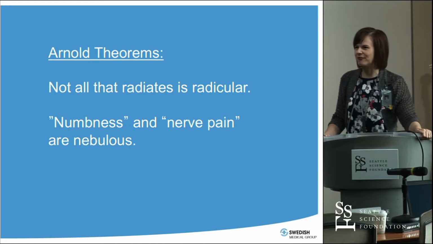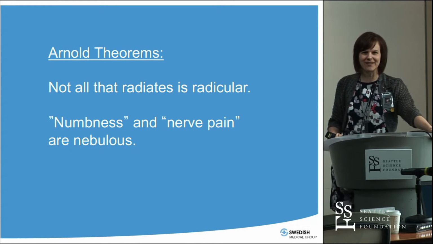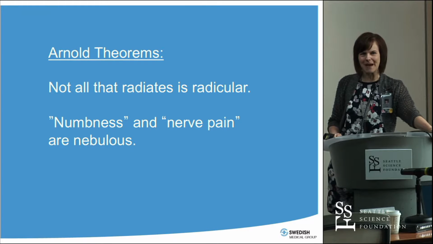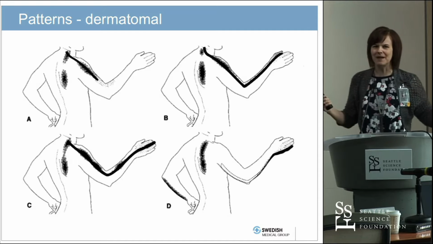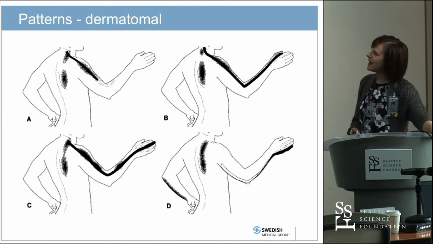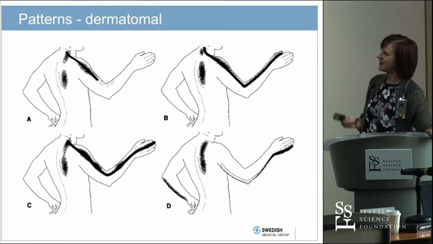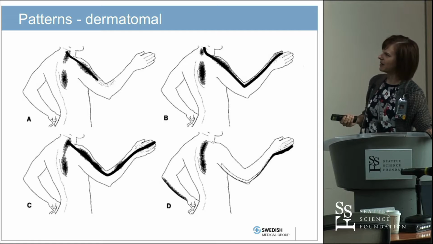And so just when you think you've figured out a pattern, the rules change a bit, because patients have a hard time mapping where their nerve pain is and where their numbness is. So, all right, let's talk about those patterns. I think we've all had beaten into our brains the dermatomal patterns of C5, C6, C7, C8. These are fairly well described in multiple different publications.